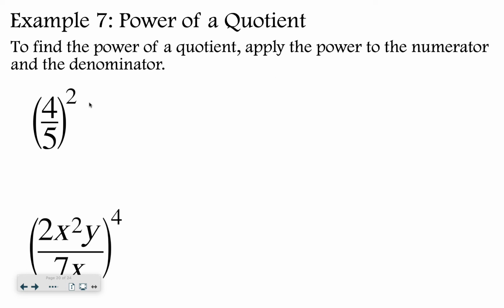All right, let's now look at the power of a quotient. In order to find the power of a quotient, apply the power to the numerator and the denominator. So this would become 4 squared over 5 squared. That exponent gets applied to both the top and bottom of a fraction. So this would simplify to 16 over 25.